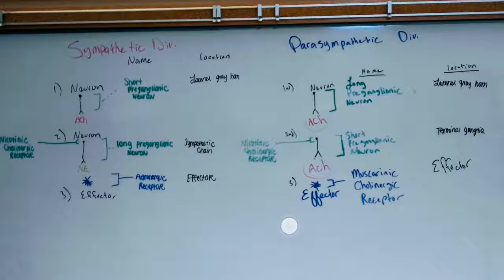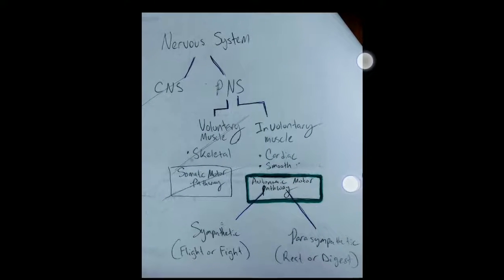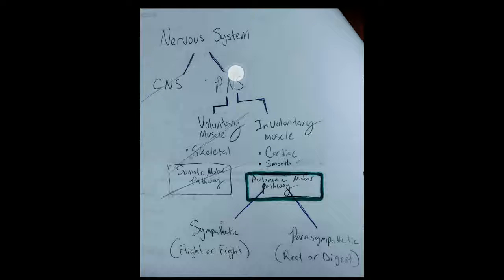Alright, so this is the sympathetic division versus the parasympathetic division. We'll go over this diagram in a second, just to get our orientation. So we have the nervous system, which breaks down into two areas, the central nervous system and the peripheral nervous system. It's broken down into two other areas. For example, the voluntary side, which is the voluntary muscle, skeletal muscle. That one specifically is called the somatic motor pathway. The peripheral nervous system also breaks down into the involuntary muscles, which is the cardiac and smooth muscle, and it's specifically called the autonomic motor pathway.